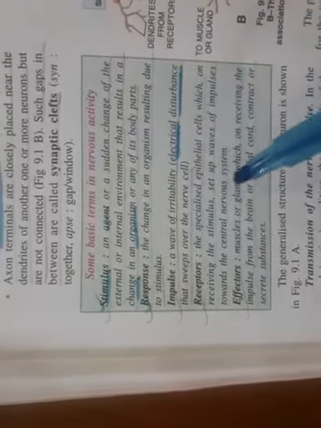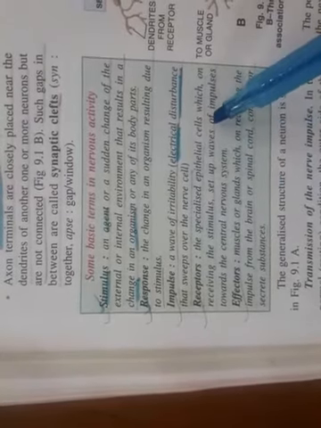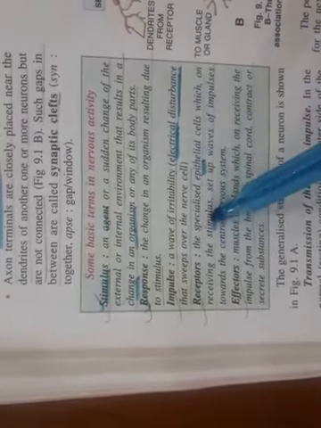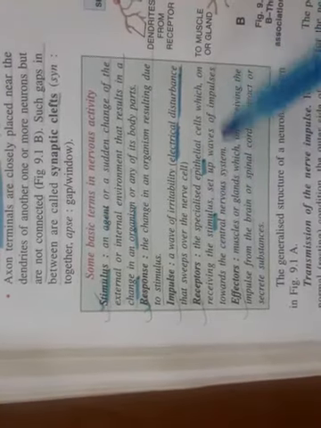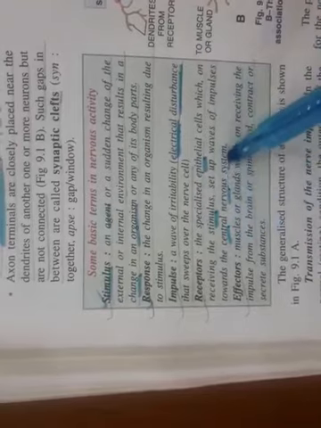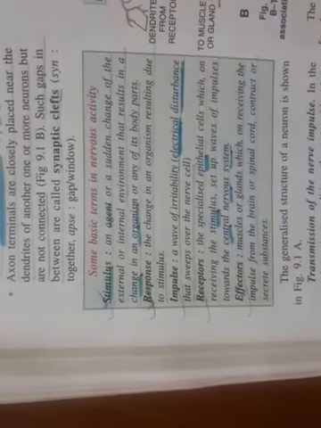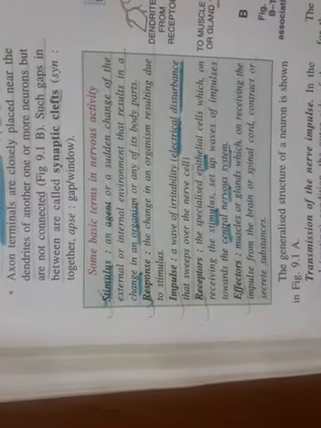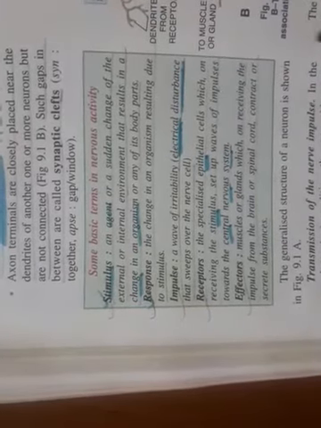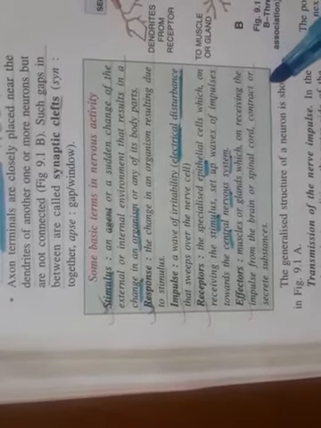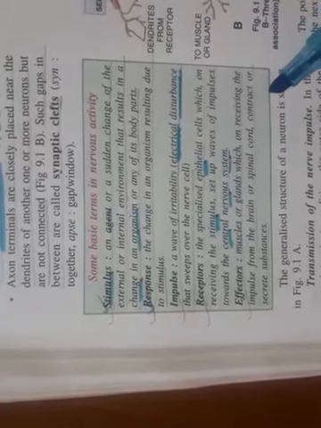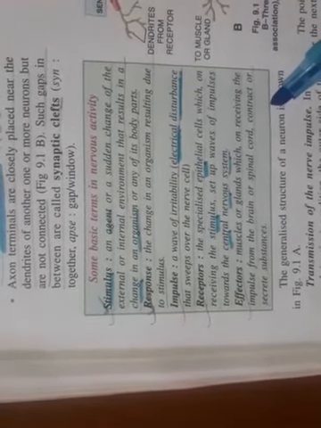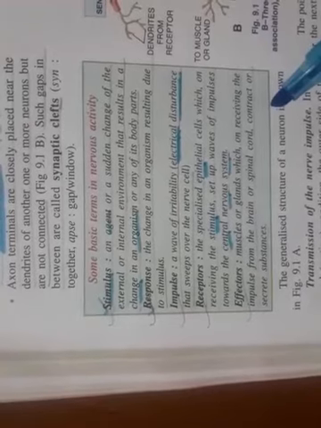Receptors: specialized epithelial cells which receive the stimulus and set up impulse towards the central nervous system. Central nervous system, you know, comprises the brain and spinal cord. So receptors carry the stimulus to the brain and spinal cord. Now, from the central nervous system, you will get a message.